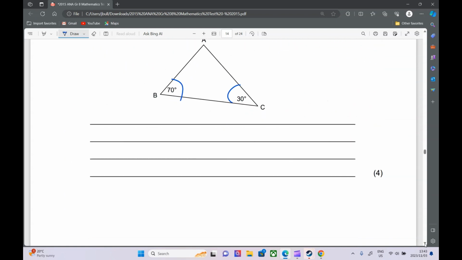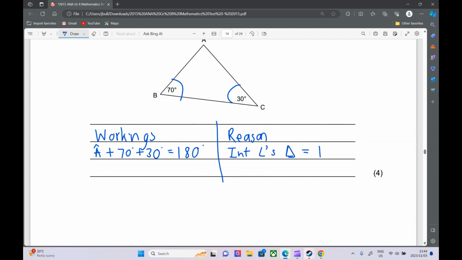So we know angles of a triangle should add up to 180. So I'm just going to block this off. Here's our reason. And here is our workings. Okay, so we are going to say angle A. Okay, that's how we write angle A plus 70 degrees plus 30 degrees should add up to 180. And the reason is because if I write it in shorthand, the interior angles of a triangle add up to 180 degrees. So you can use the shorthand, they should understand that.